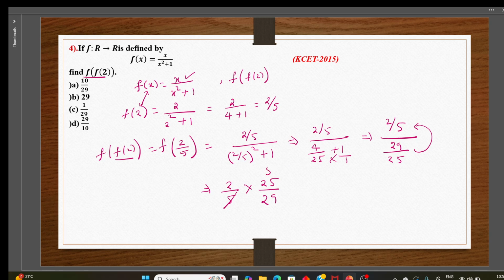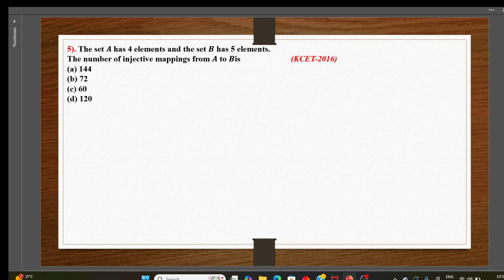So 5 ones are 5, 5 fives are 25. Answer is 5 twos are 10 by 29. What is the answer? 10 by 29 is the answer. So option A is the correct answer. Okay, 10 by 29.